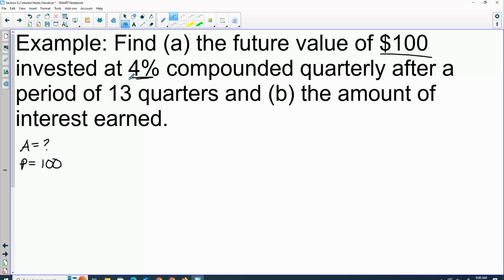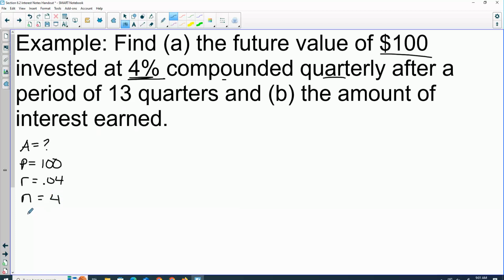Invested at 4%. Your percent is always your rate, but you have to do decimal form. So 4% would be? Compounded quarterly. So quarterly, how many times a year would that be? So it's every 3 months. N is the number of times per year it's compounded. So if we're doing it quarterly, that would be 4 times a year.